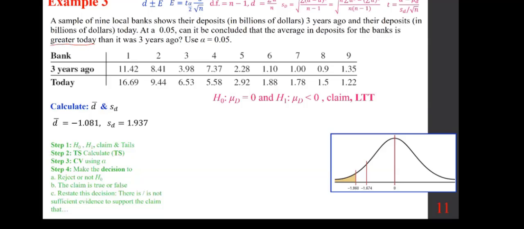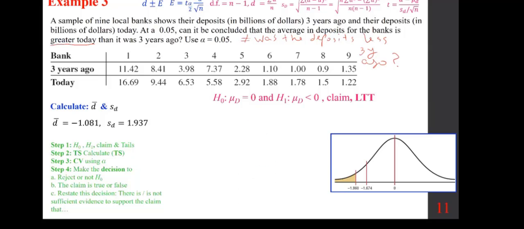Let me be clear how we arrive at that greater today. You have two choices. If you subtract the third from the second, it becomes a left tail test. If you subtract the other way around, the second from the third, it becomes greater than. So at a 0.05, can it be concluded the average in deposits for the banks is greater today? That is equivalent to saying, was the deposit less 3 years ago?